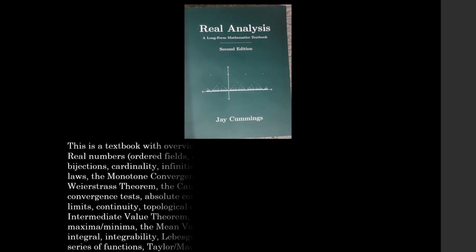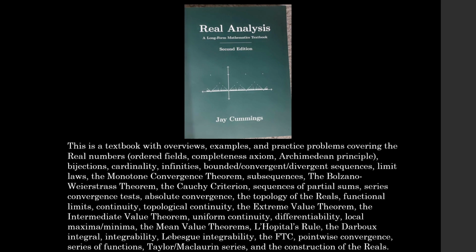If you're getting into real analysis, this is a good book to get into because it's not nearly as tough as a lot of other introductory real analysis textbooks. So this was one of the few of what I would consider an actual true introductory real analysis textbook.